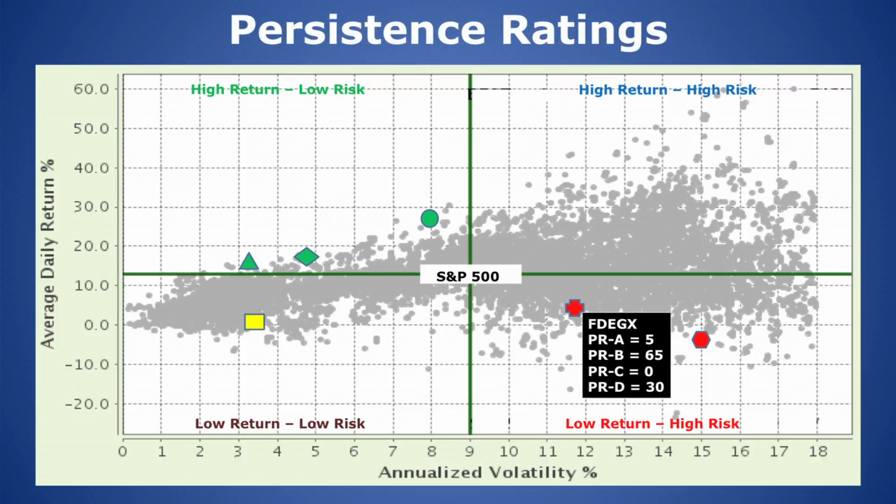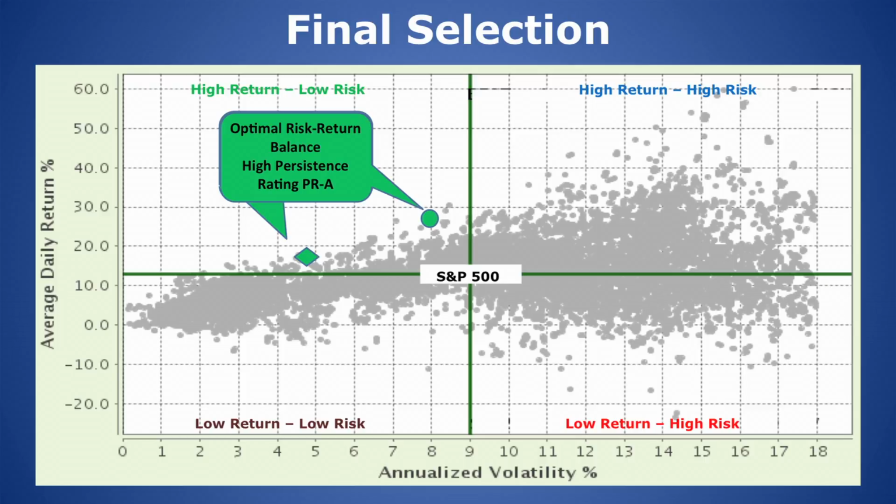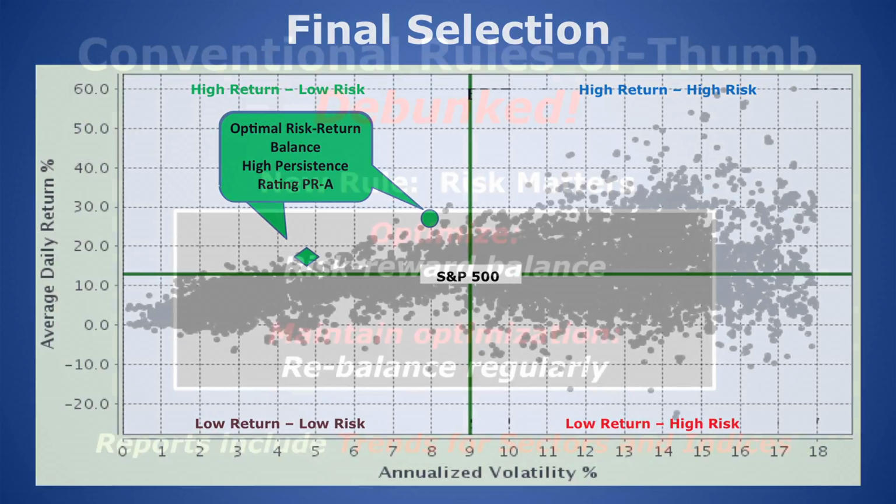How can you know if a fund's desired risk-return balance is persistent? Simply hold your cursor on a fund symbol and a window pops up to show its persistence ratings. They measure how persistent the fund's risk-return behavior has been in the recent past. This way, you can narrow down the initial list of 6 funds to 2 funds with these green symbols. Their recent rating is A. Their risk-return balance is desirable, and their persistence rating, PRA, is high.